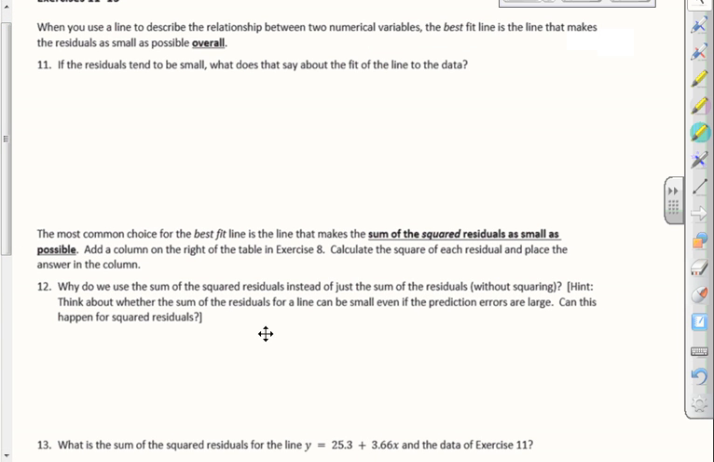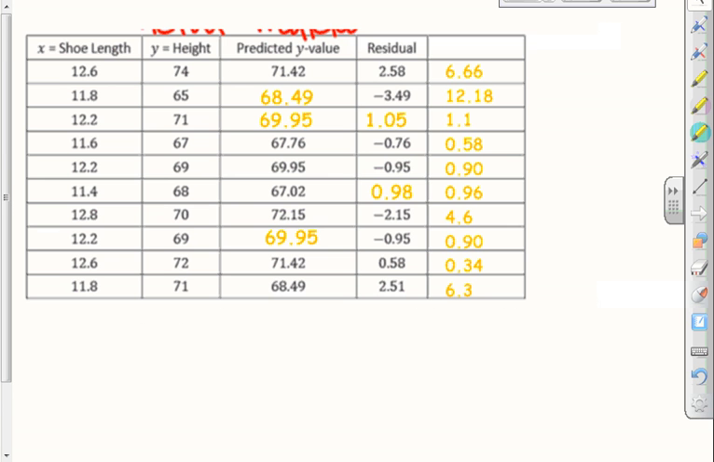So we're back to exercise 12. So remember, we said the most common choice of the best fit line is the sum of the squared residuals. So if we go to that table, again, it looks like this, and we take the sum of these squared residuals, we find that it's somewhere in the area of 34.5. Okay, what we're looking to do is get this number as small as possible. And that's where the calculator comes into play. The calculator is going through a number of algorithms to make sure that the line that we are fitting is the line that takes the residuals, squares them, and then makes their sum the smallest.